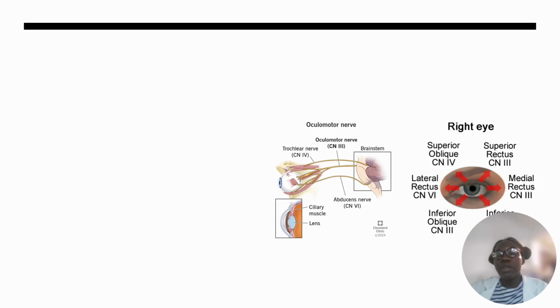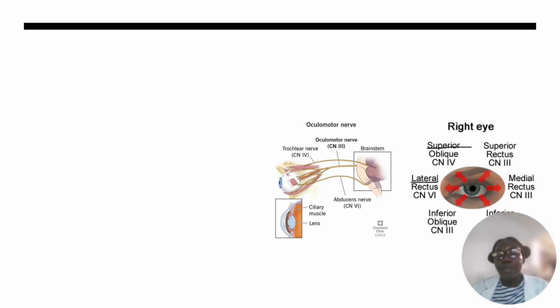We have also another pair of nerves that allows us to move our eyes, which is the trochlear nerve. The trochlear nerve, as you can see, innervates the superior oblique of the eyes and the lateral rectus of the eyes. And the other four muscles are purely innervated by CN3, or cranial nerve number 3, which is the oculomotor nerve.